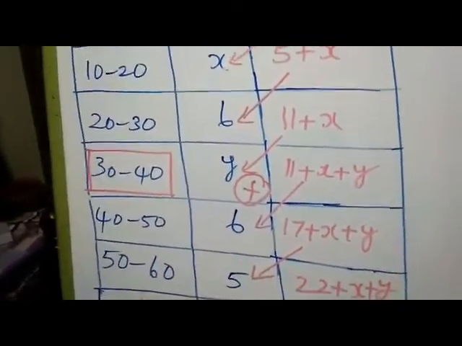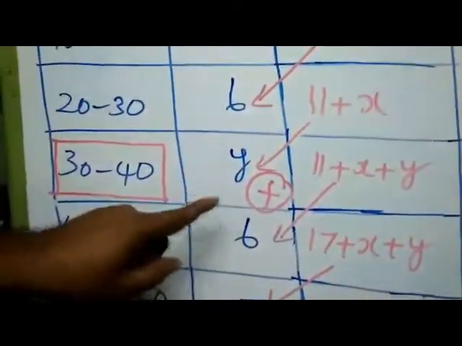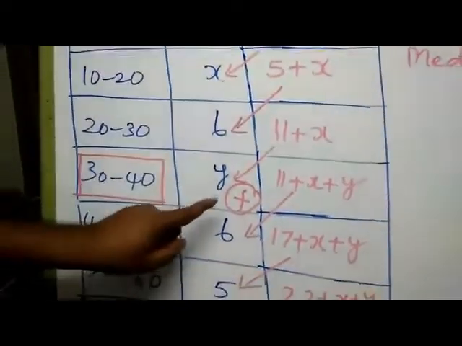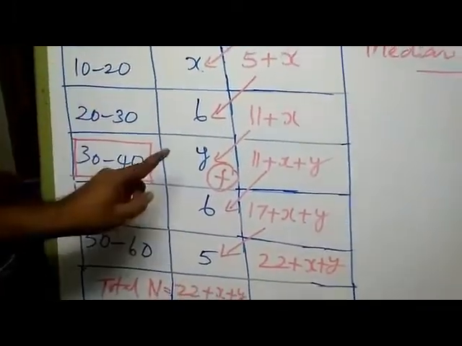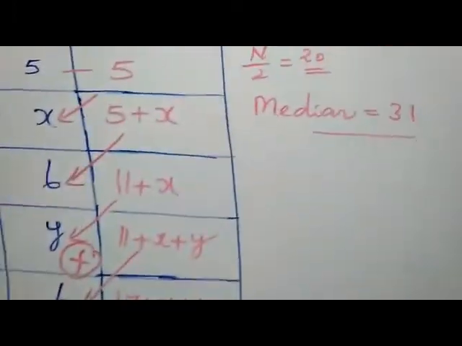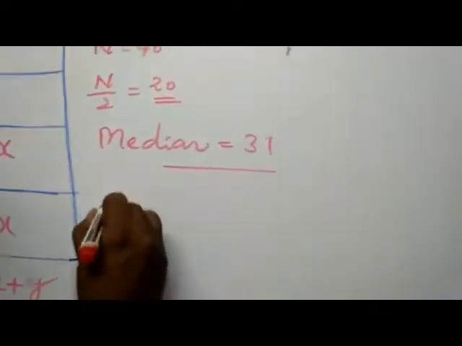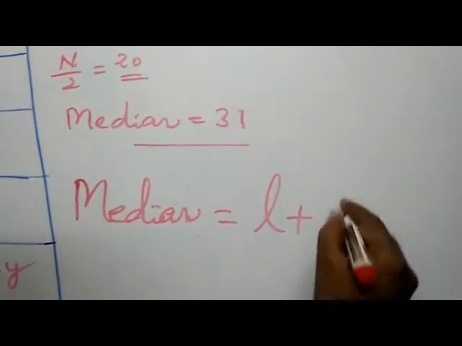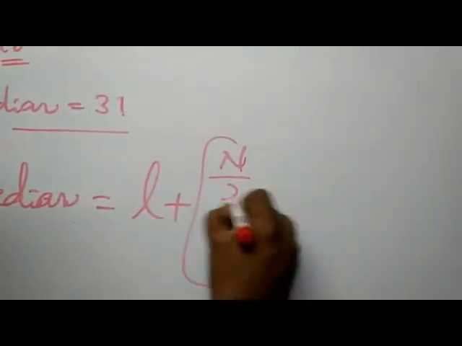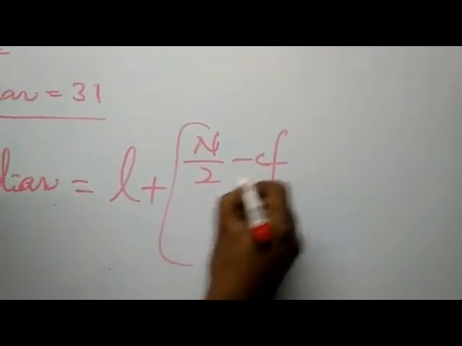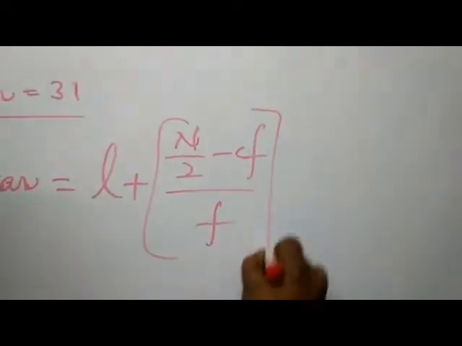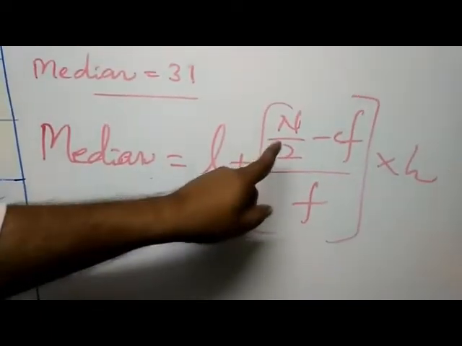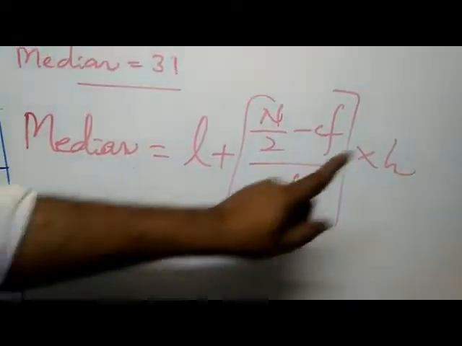Now, f is equal to y. Frequency of the median class is equal to y. Now, I am writing the formula. Median is equal to L plus n by 2 minus cf by f into h. Median formula, median is equal to L plus n by 2 minus cf by f into h.